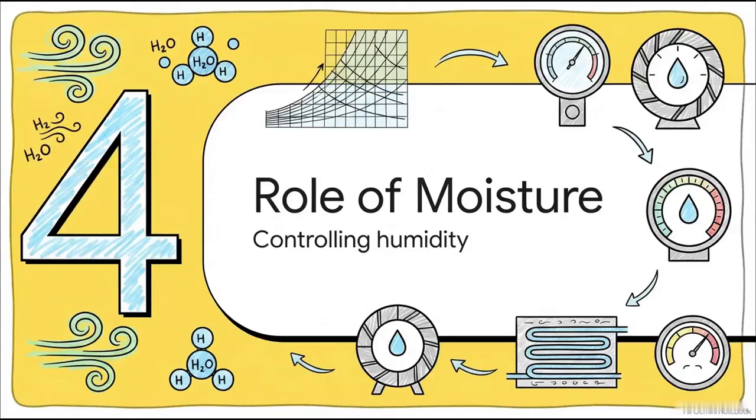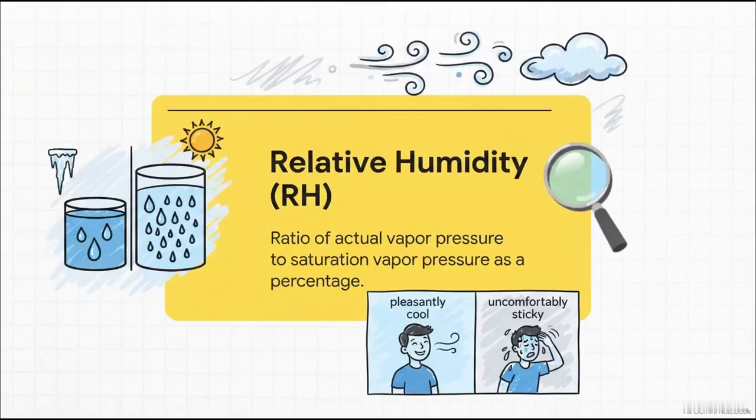Let's dive into section 4, the invisible role of moisture. We touched on latent heat just a minute ago, but the defining metric to look at here is relative humidity. Expressed as a percentage, relative humidity dictates whether a room feels pleasantly cool or just uncomfortably sticky.